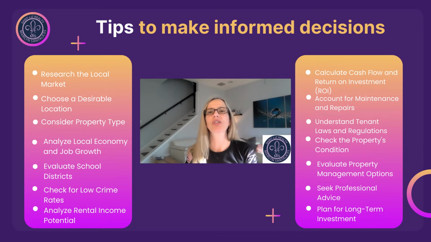Okay, let's talk now about tips for selecting the right rental property: location, property type, market demand, and some other factors. Selecting the right rental property is crucial for achieving a successful and sustainable passive income stream. Here are some tips to help you make an informed decision when choosing rental properties. First, research the local market. Understand the real estate market trends in the area you are considering. Look at the historical price trends, rental rates, vacancy rates, and overall demand.